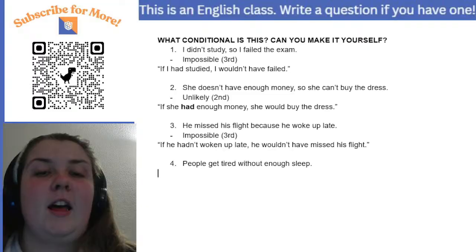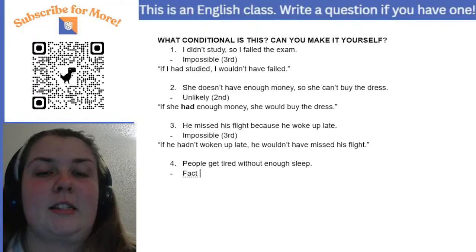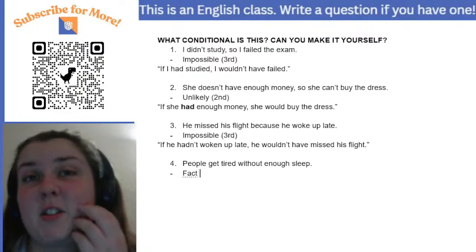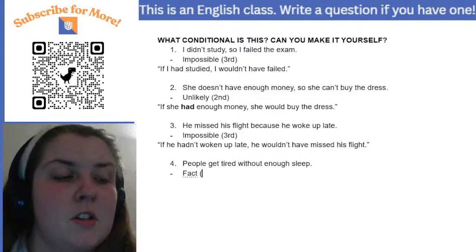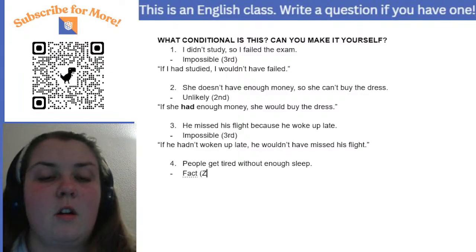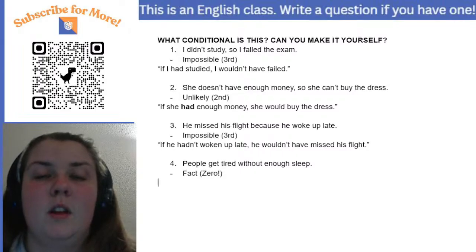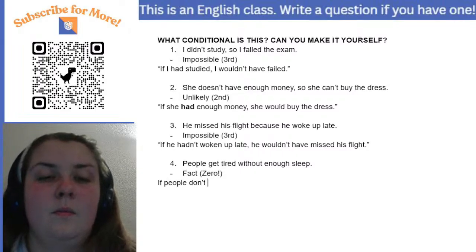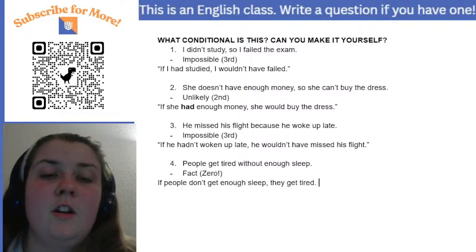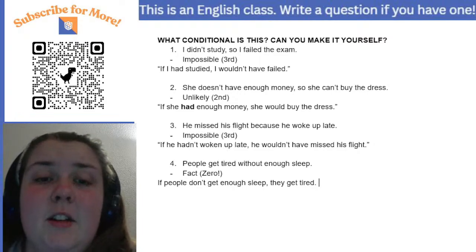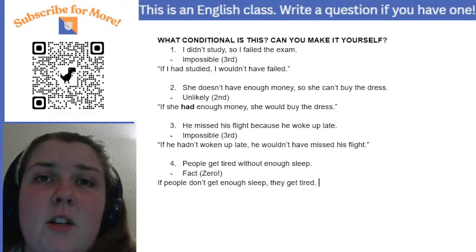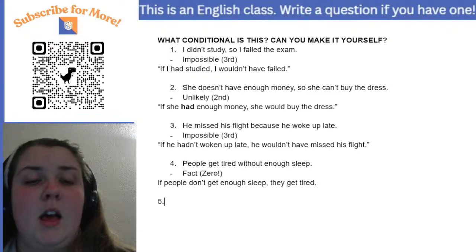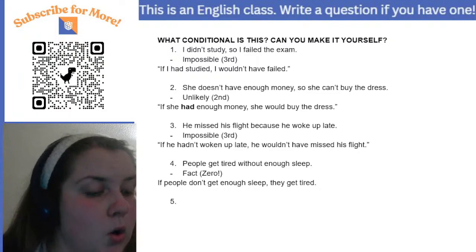Anyway, people get tired without enough sleep. That's a fact, isn't it? That's just a fact of life. So, is it going to be first, second, third? You're all wrong. It's the 0 conditional. Duh. If people don't get enough sleep, they get tired. Present simple tense, present simple tense. Perfect. That's the 0 conditional. It's a fact. And then finally, let's do one more.